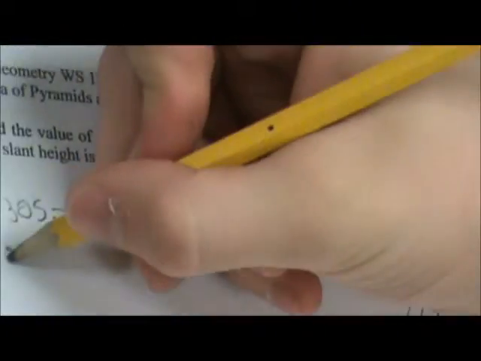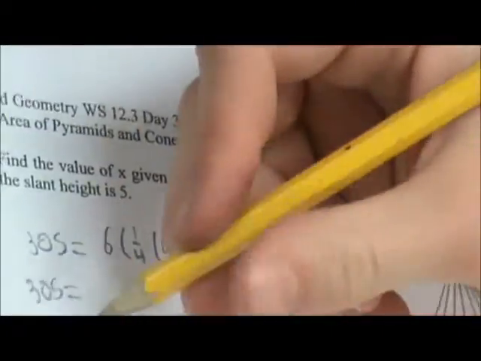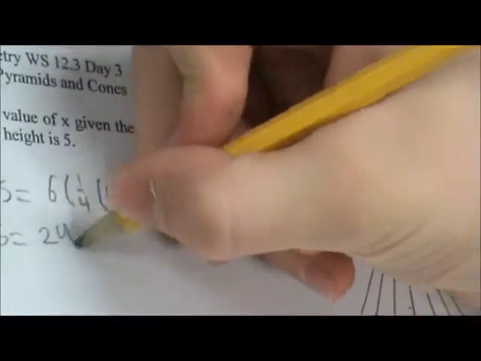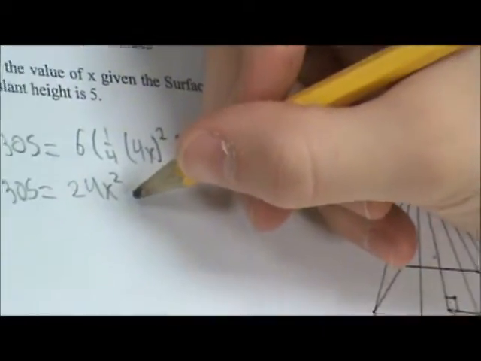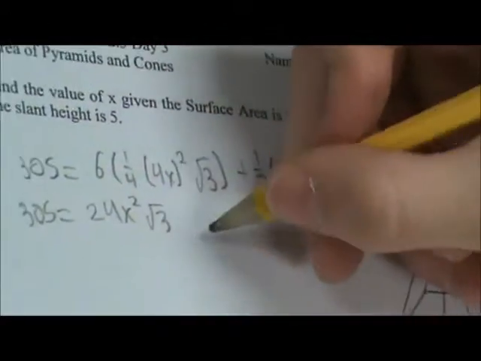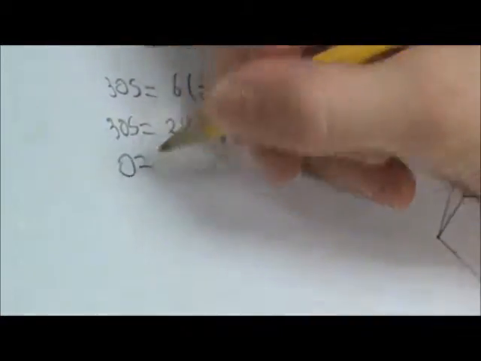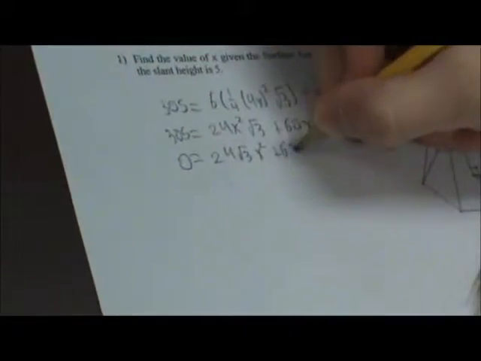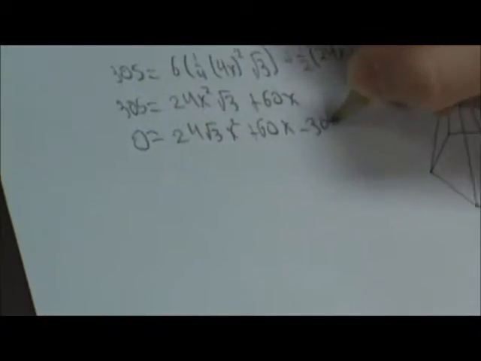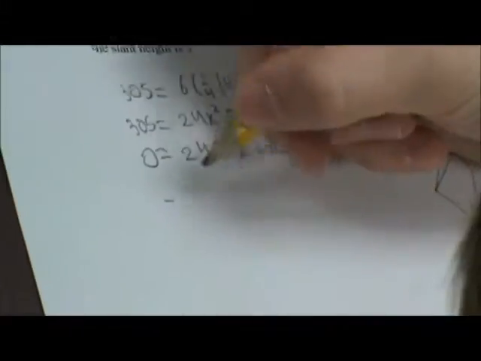So then we're going to simplify that, so we're going to have 305 equal 24x squared square root of 3 plus 60x. Then we're going to subtract the 305 over, and we're going to move some of the variables around a little bit so that you can plug it into the quadratic formula easier. So it's going to be 24 square root of 3x squared plus 60x minus 305. So then we're just going to plug that in.